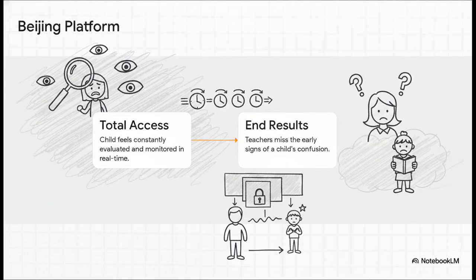Let's ground this with a real-life example. Think about a school platform in Beijing used to manage homework and daily schedules. If a parent can see every single action their child takes in real time, well, that child is going to feel constantly evaluated, right? That completely crushes their autonomy. But on the flip side, if the teacher only sees the final end result, they're going to miss all those crucial early signs of confusion. Deciding exactly who sees what, that layer of visibility, is a massive trade-off that actively shapes the whole family dynamic. Privacy isn't just a simple yes-no binary. It's a deeply layered permission structure.